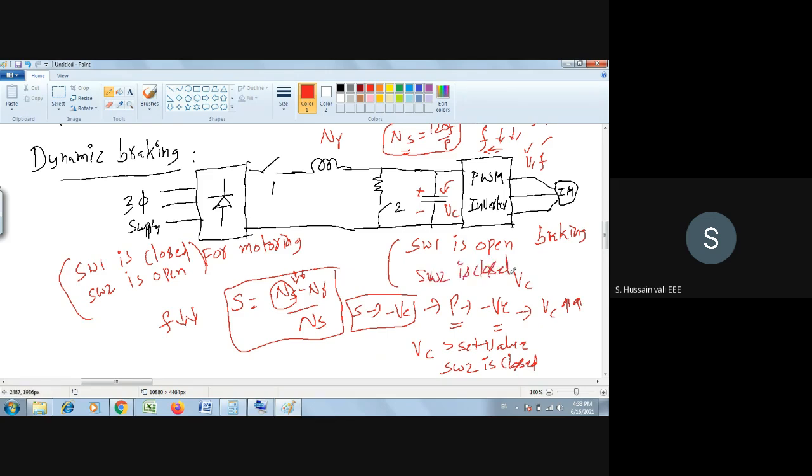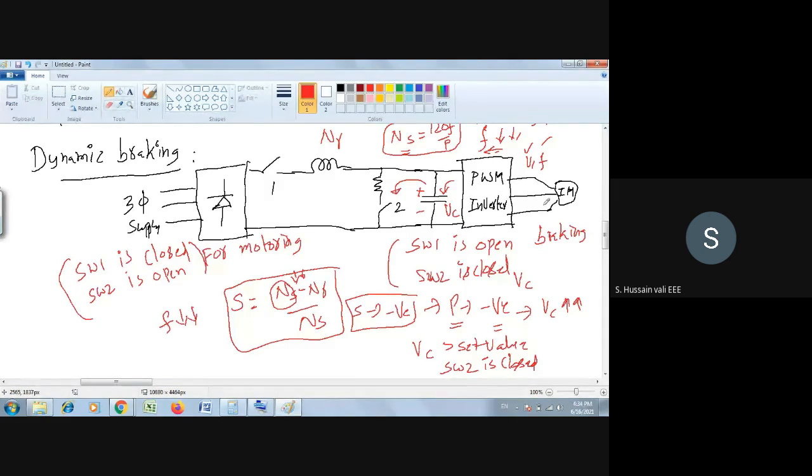So you don't close immediately. You will close only when the capacitor voltage is more than the set value. So when you close the switch here, what do you expect now? You will expect that the energy which has come from the induction motor to the capacitor will be dissipated through the resistor. So this happens.